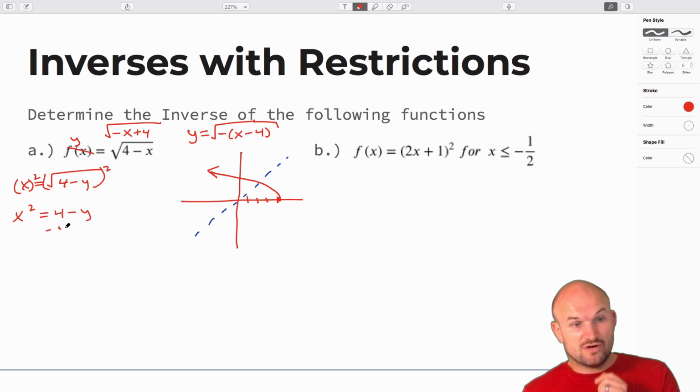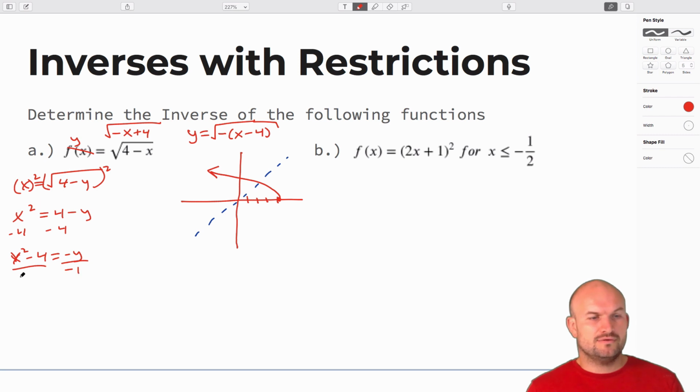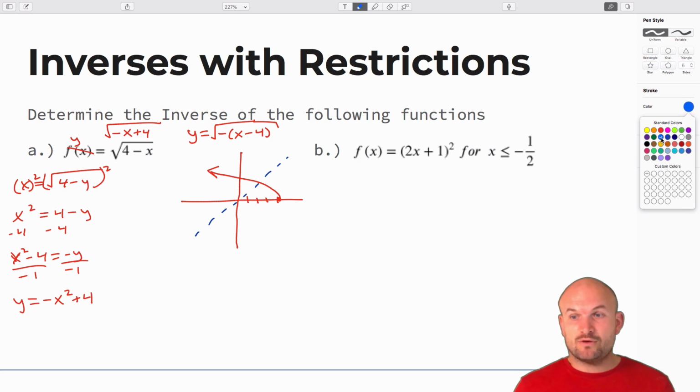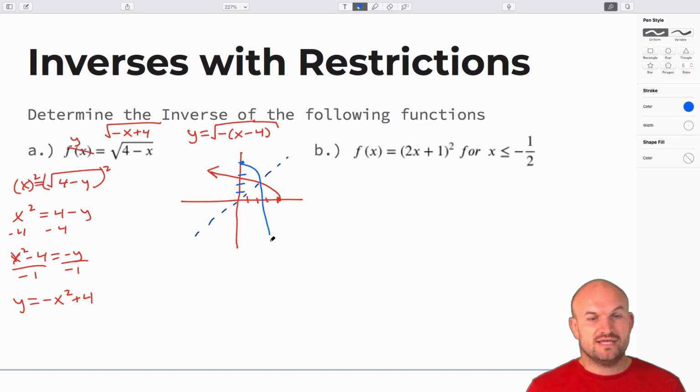And then when you solve for y, you subtract 4 on both sides. X squared minus 4 equals negative y. And then you divide by negative 1. And you get y, putting the y on the other side, so you can see that's negative x squared plus 4. Now, we should know what that graph looks like. That is a quadratic graph. And by looking at that quadratic graph, you can see that it is shifted 1, 2, 3, 4. So that graph's going to look something like this, right?